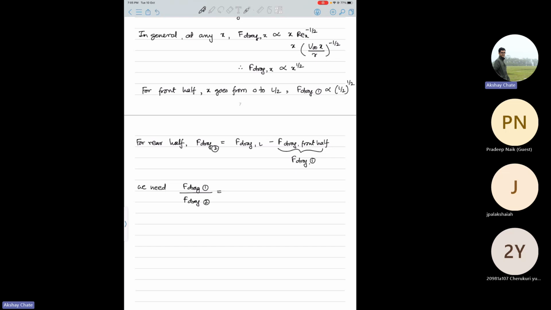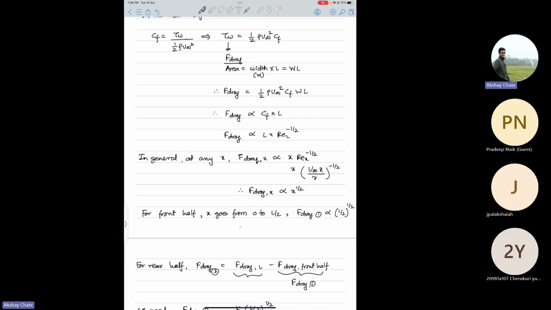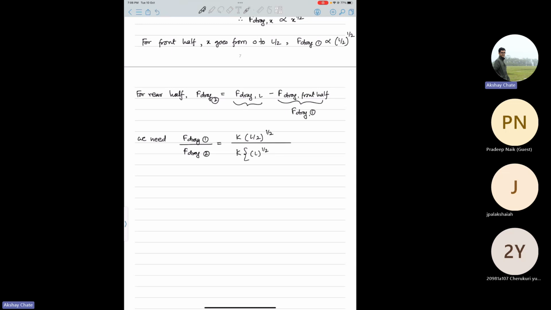So drag force on the first half will be some constant into L by 2 power half, and for the rear half there will be the same constant because other parameters are not changing. This will be the drag on total length minus the drag on half length. Oh yeah, sorry, my mistake. It will be some constant, which is again this half rho infinity square into W, into total length power half minus the drag on the first part. So this proportionality constant gets cancelled, because other parameters are not changing.